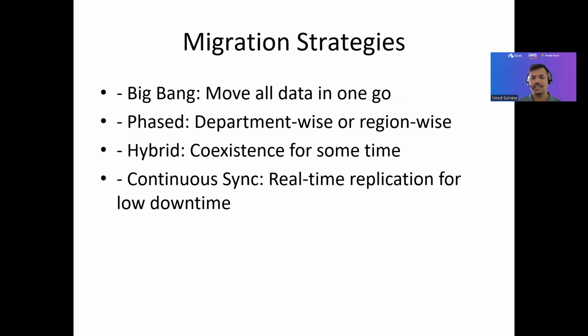And on the continuous, it's kind of real-time replication for low downtime systems, or it's going to be the same as hybrid with coexistence, but with real time, right? We are not going to break or impact either of the systems, but we want to make sure whatever data is created, used, modified, and everything in the source, the same should be replicated to the target in real time, right?